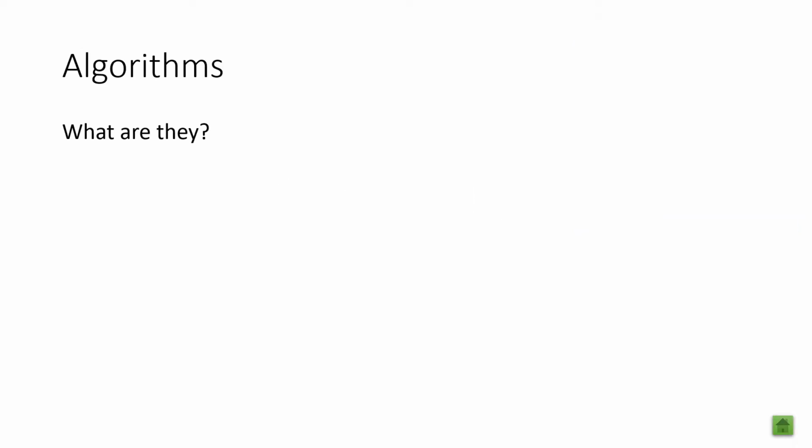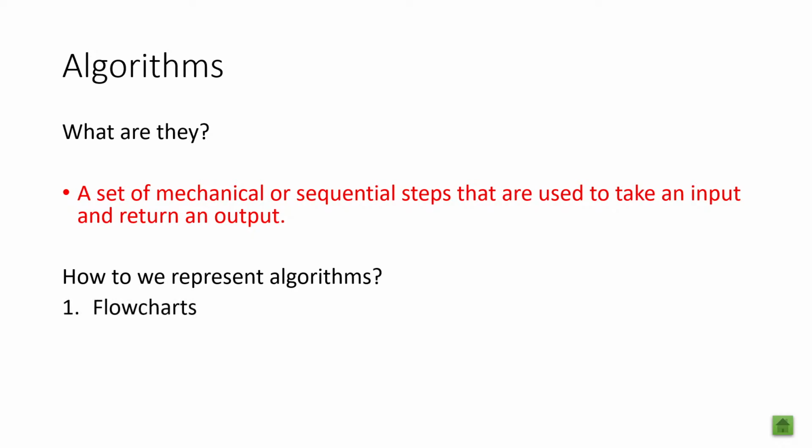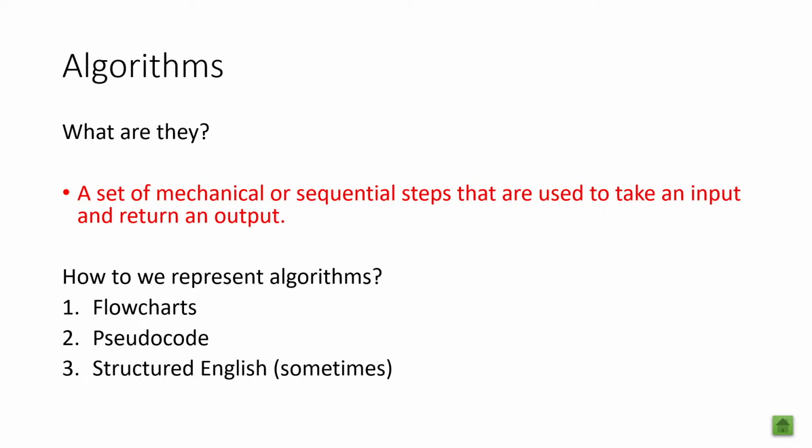Right? So an algorithm is a set of mechanical or sequential steps that are used to take an input and return an output. How do you represent algorithms? If you can't remember how complex and technical that sounds, you can just say it's basically the steps that we take in order to fix or process or create something at the end and return an output. It's a set of steps, like a method to baking a cake. How do we represent algorithms? We've got pseudocode, flowcharts, and structured English.